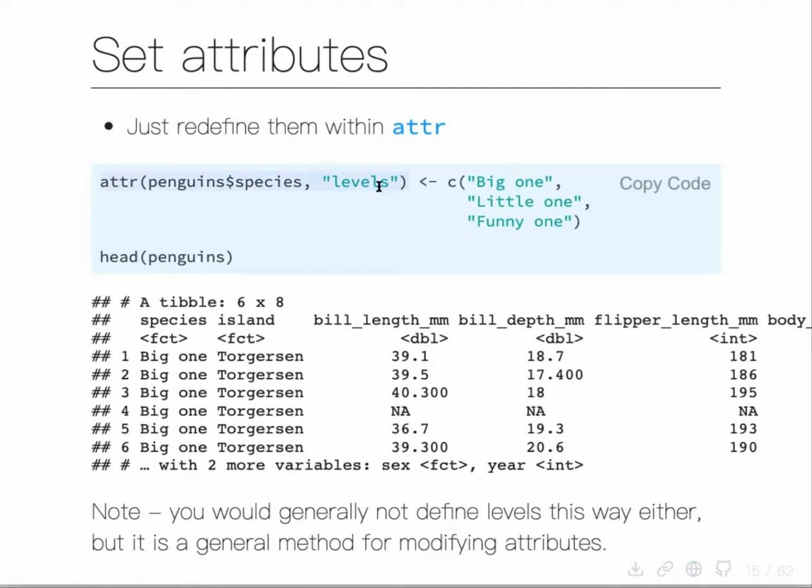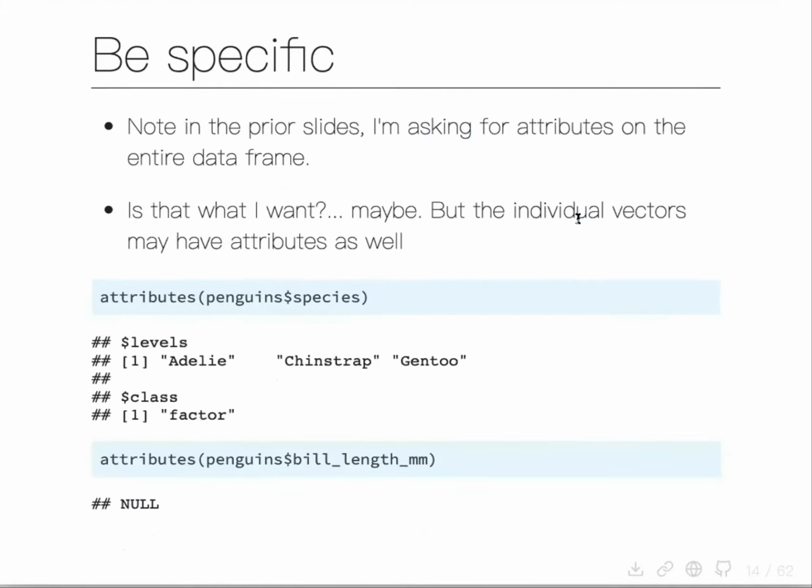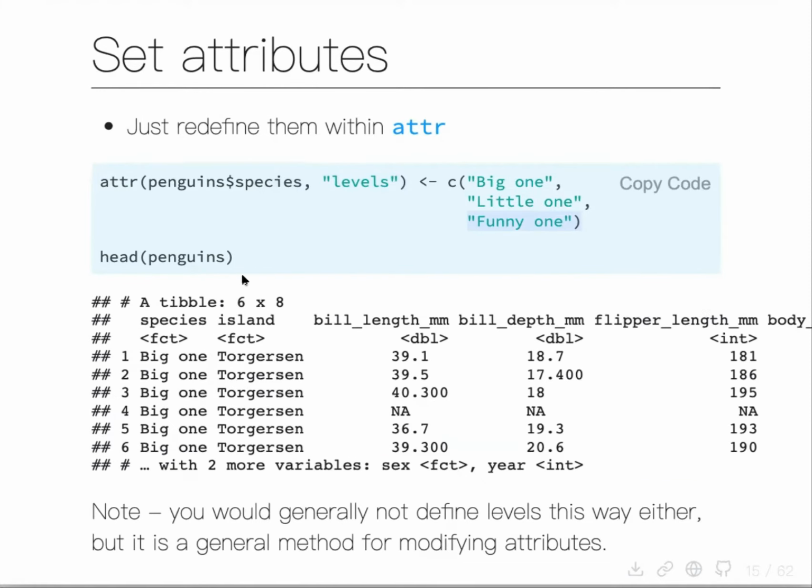So I would write this, but then I would have a square bracket here where I would say 1:2. And then over here, I would just define it as big one and little one and leave out funny one. Does that make sense? And then that would overwrite these first 2, but it would leave the third one because the only thing I'm redefining are these first 2. But again, probably wouldn't use attr. We would just use the levels function. Other questions?